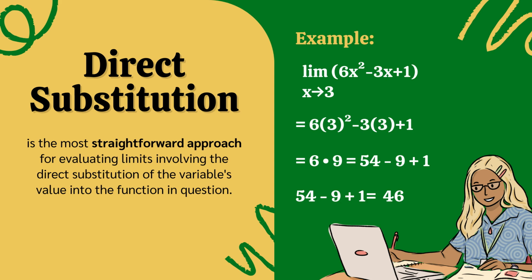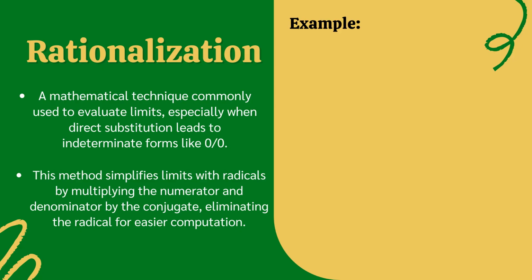Now that you understand direct substitution, let's move on to rationalization. Rationalization is a mathematical technique commonly used to evaluate limits, especially when direct substitution leads to an indeterminate form like 0 over 0. This technique is often used with square roots or other radicals to simplify the expression and make the limits easier to compute.